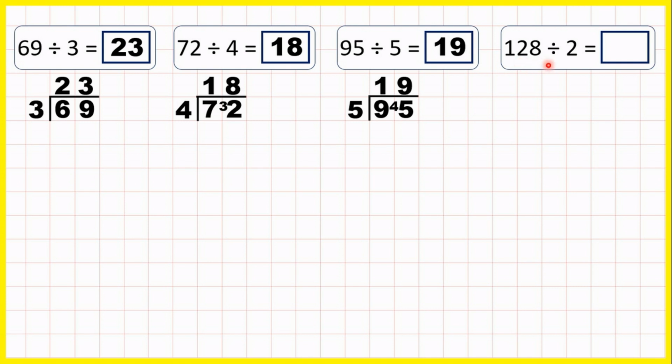Now 128 divided by 2. We can set this out in the same way, but we're going to do something slightly different here. If we take the first digit, we have 1 divided by 2, which is 0 remainder 1. But rather than doing that, if the first digit is smaller than the divisor, what you can do is take the first 2 digits together. So we can take 12 and divide 12 by 2. That's exactly 6, because 6 times 2 is 12, so we don't have a remainder here. So we just need to divide 8 by 2. That's 4, because 4 times 2 is 8, so our answer is 64.